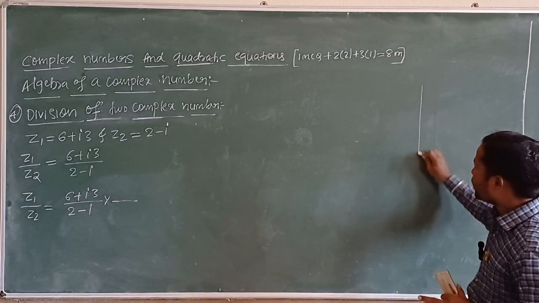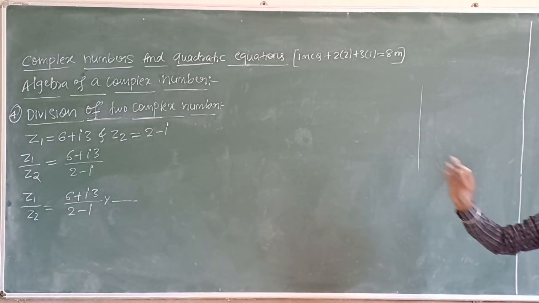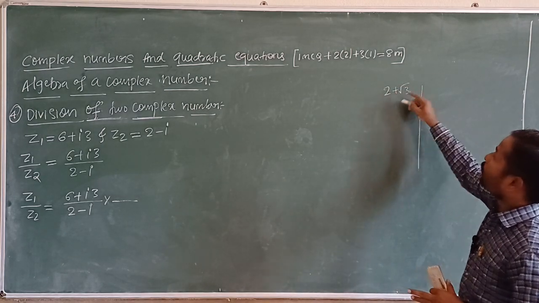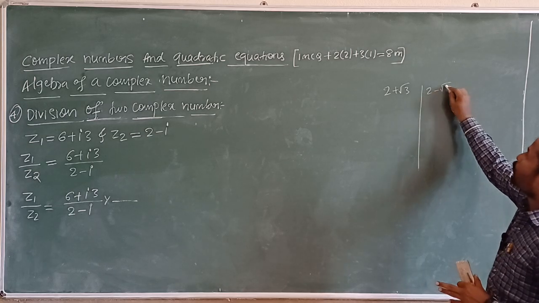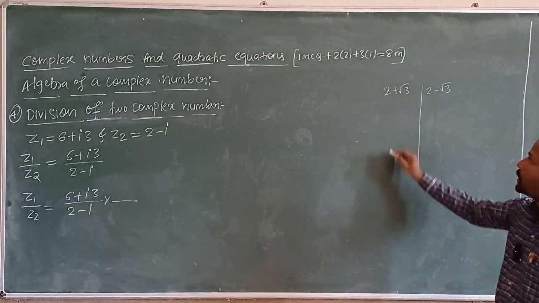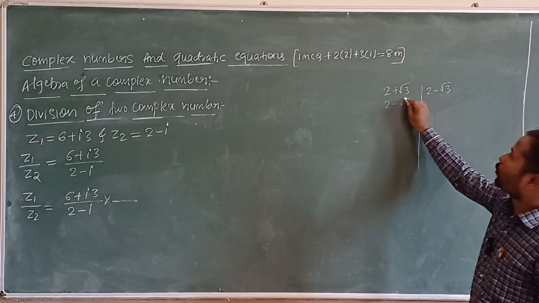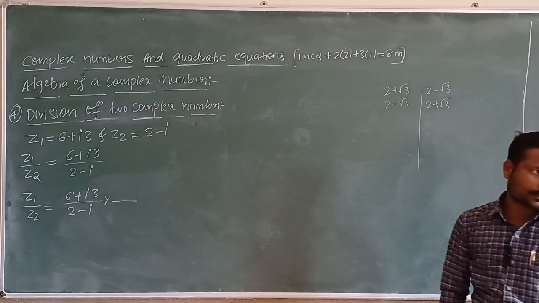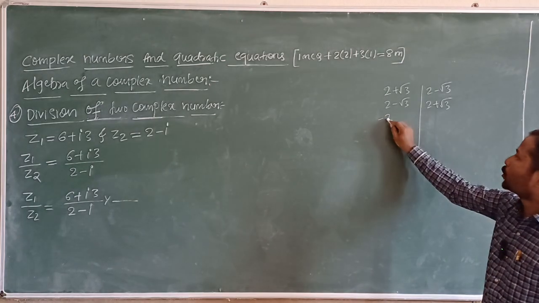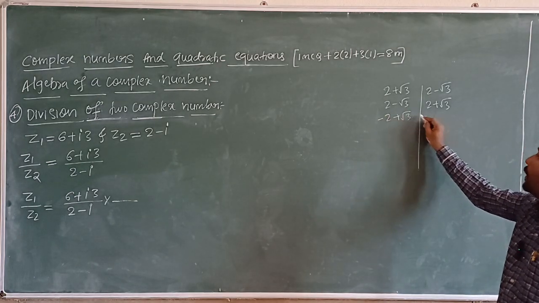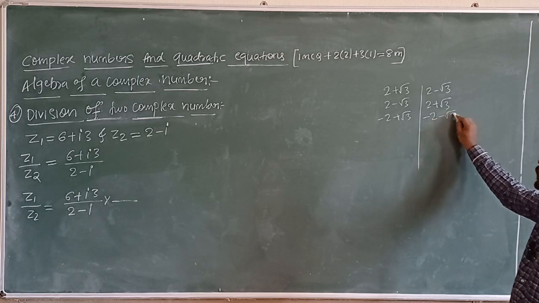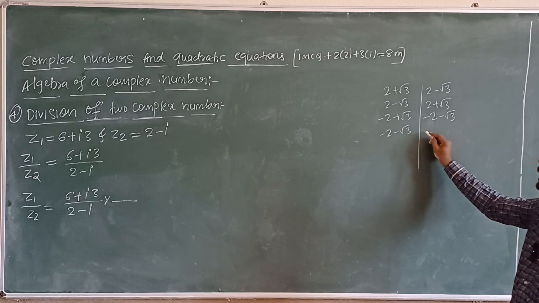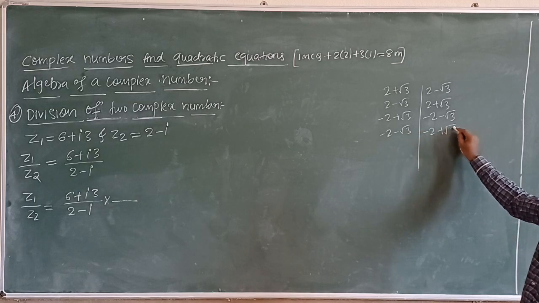At school level, rationalizing the denominator means taking the conjugate of the terms, correct? See here, take 2 plus root 3. What is its conjugate? 2 minus root 3, correct? Next, 2 minus root 3, its conjugate is 2 plus root 3. Next, minus 2 plus root 3, conjugate is minus 2 minus root 3. Next, minus 2 minus root 3, conjugate is minus 2 plus root 3.